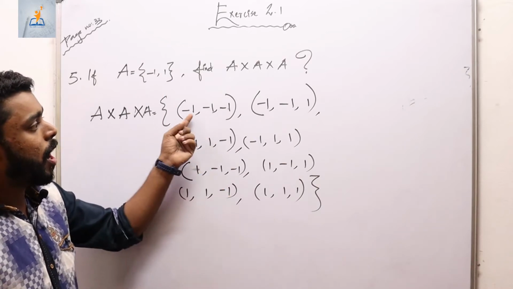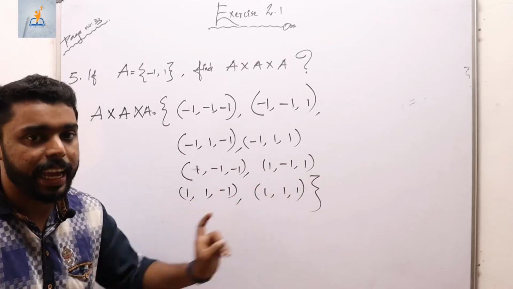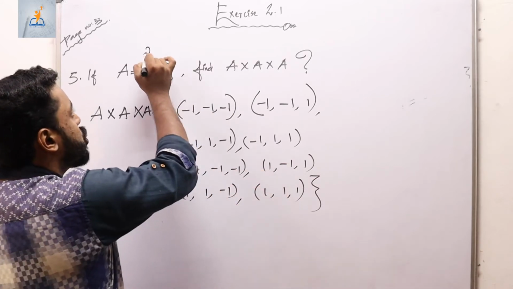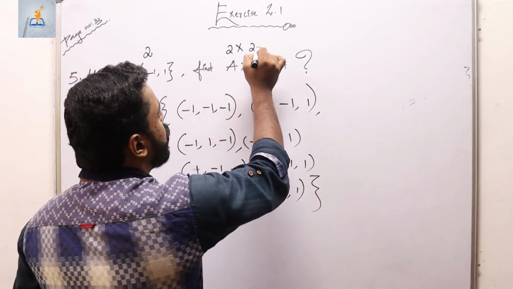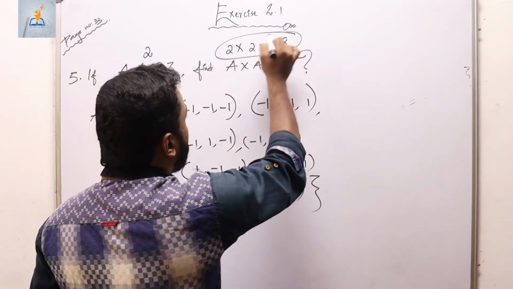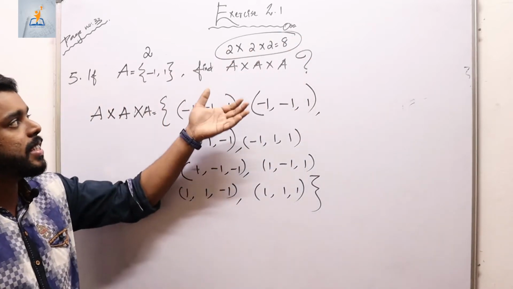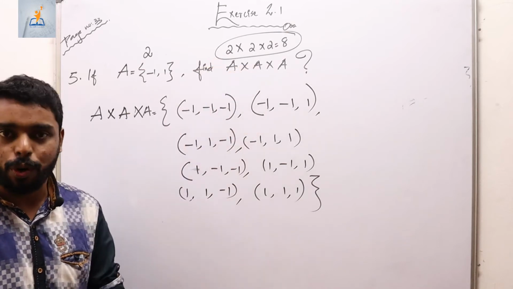So how many elements did I get? 1, 2, 3, 4, 5, 6, 7, 8. See, A contains 2 elements, so A cross A cross A will contain 2 into 2 into 2 elements. So that will be 8. So our answer is correct. In this way you can check whether your answer is correct or not.